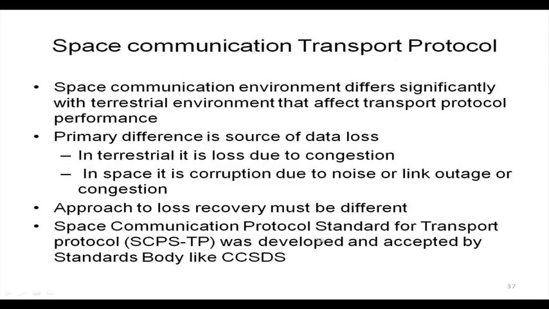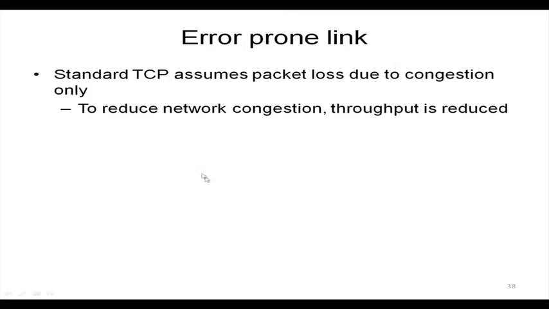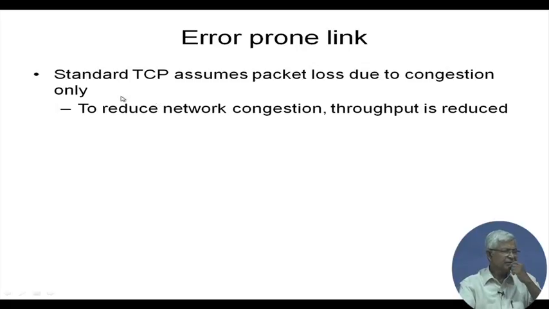So, they have studied and modified the TCP protocol accordingly. So, it is called SCPS-TP. We will briefly touch upon SCPS-TP, what modifications are done in TCP and why and how. So, standard TCP assumes packet loss is due to congestion only, and to reduce the network congestion, throughput is reduced. That is what we have seen, that it is drastically reduced and goes into the slow start phase. Or even in fast retransmit, fast recovery, the network throughput is reduced to half.